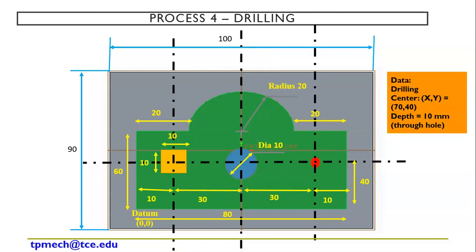Now drilling. So the drilling center point is 70, 40. So 10 plus 30 plus 30, and 40. Again I took 30 mm from this axis, so 70. We already drew the 40 mm horizontal axis. So the meeting point of the x and y axis we say is the center. Here I'm going to make one drill with a depth of 10 mm. The entire raw material thickness is 10, so I am going to make a through hole. That's why I took 10 mm.